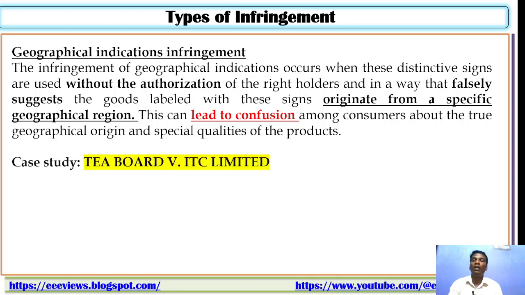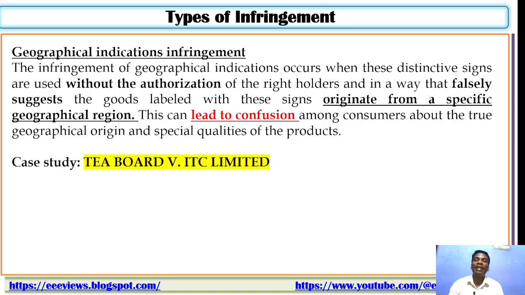So here the case study is Tea Board versus ITC Limited. Tea Board means here we normally discuss the Darjeeling tea. Darjeeling tea is famous for its aroma and taste because of the soil nature occurring in the Darjeeling area. They filed the case against ITC Limited. ITC has various products, and they have a hotel in Calcutta, and for a particular lounge, they gave the name Darjeeling Lounge.